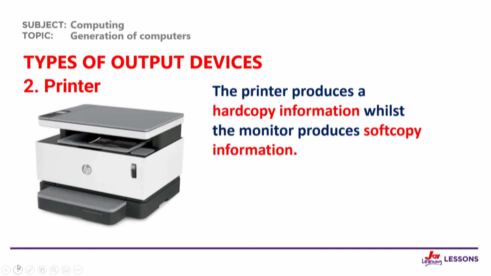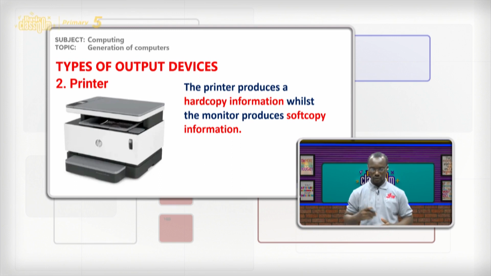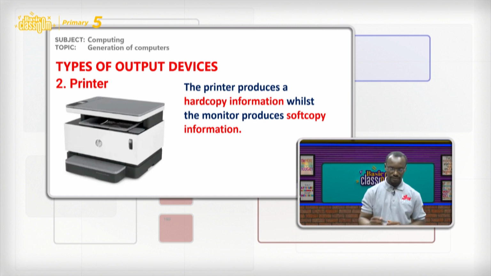Now, the printer produces hard copy information, whilst the monitor produces soft copy information. So there's a difference between the printer and the monitor. The printer produces hard copy information, whereas the monitor produces soft copy information. Okay.